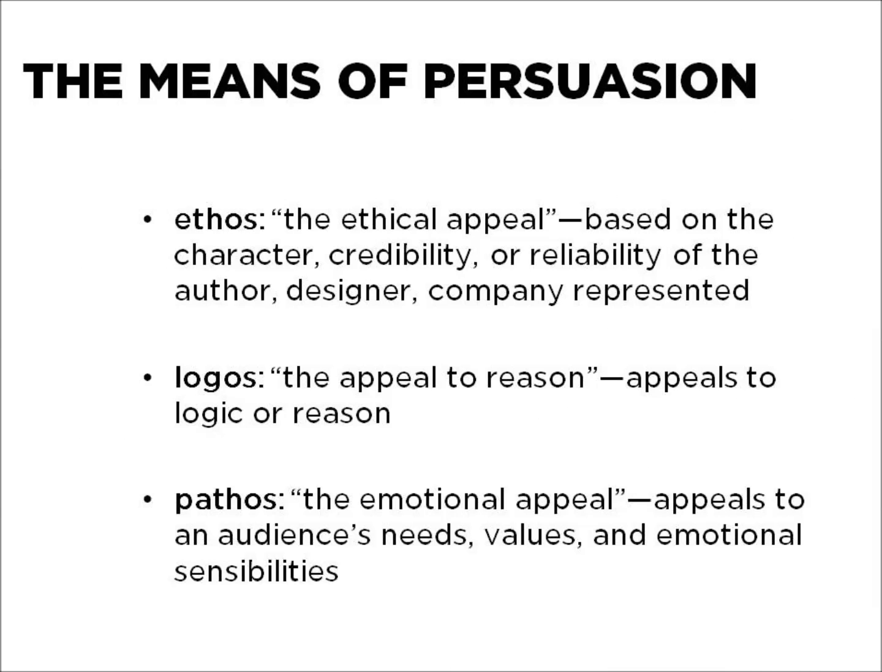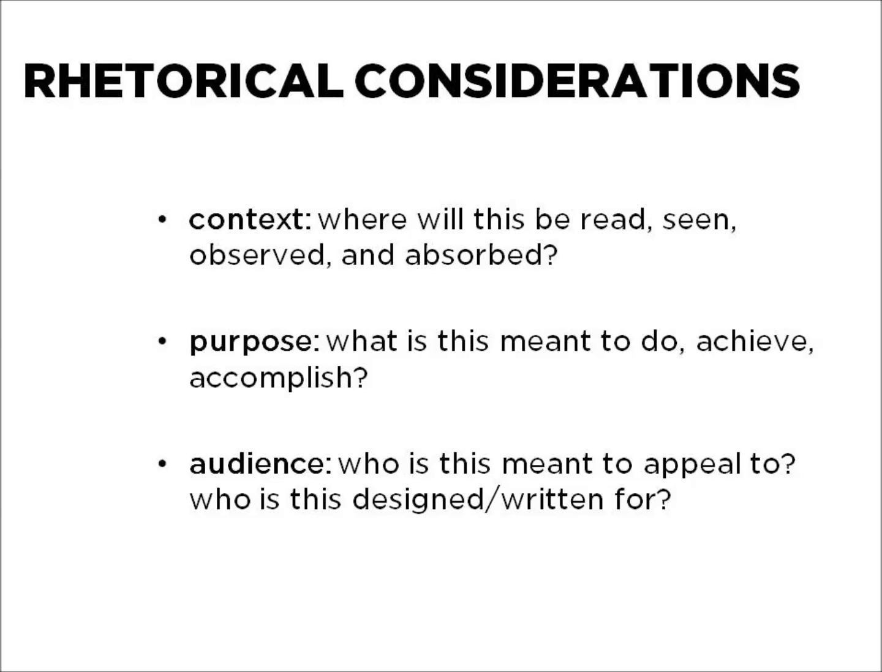The rhetorical means of persuasion, according to the Western canon, shouldn't be new to you. They are ethos, or the appeal to character, logos, or the appeal to reason, and pathos, or the appeal to emotion. I often situate ethos, logos, and pathos with context, purpose, and audience. These are six variables that together provide a powerful way of considering different texts.